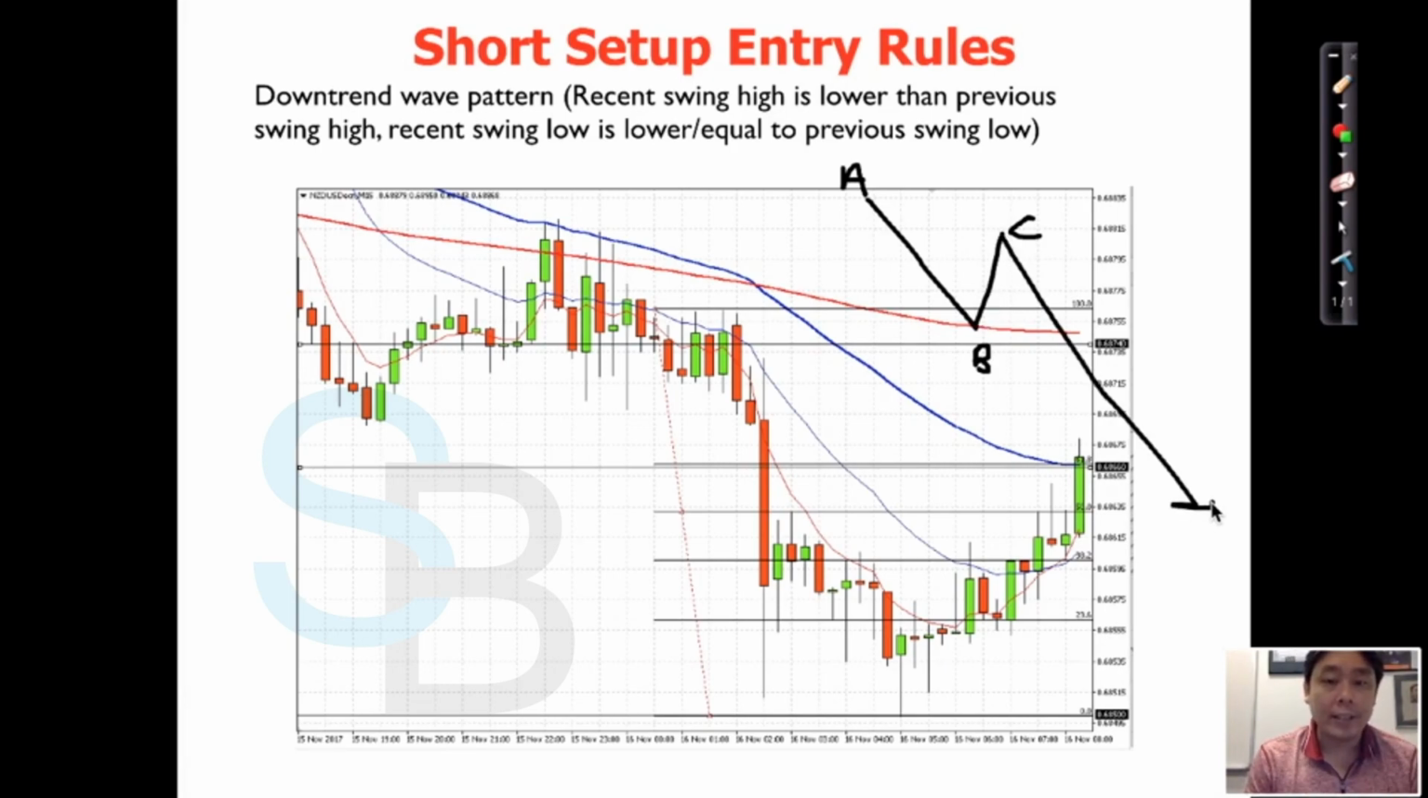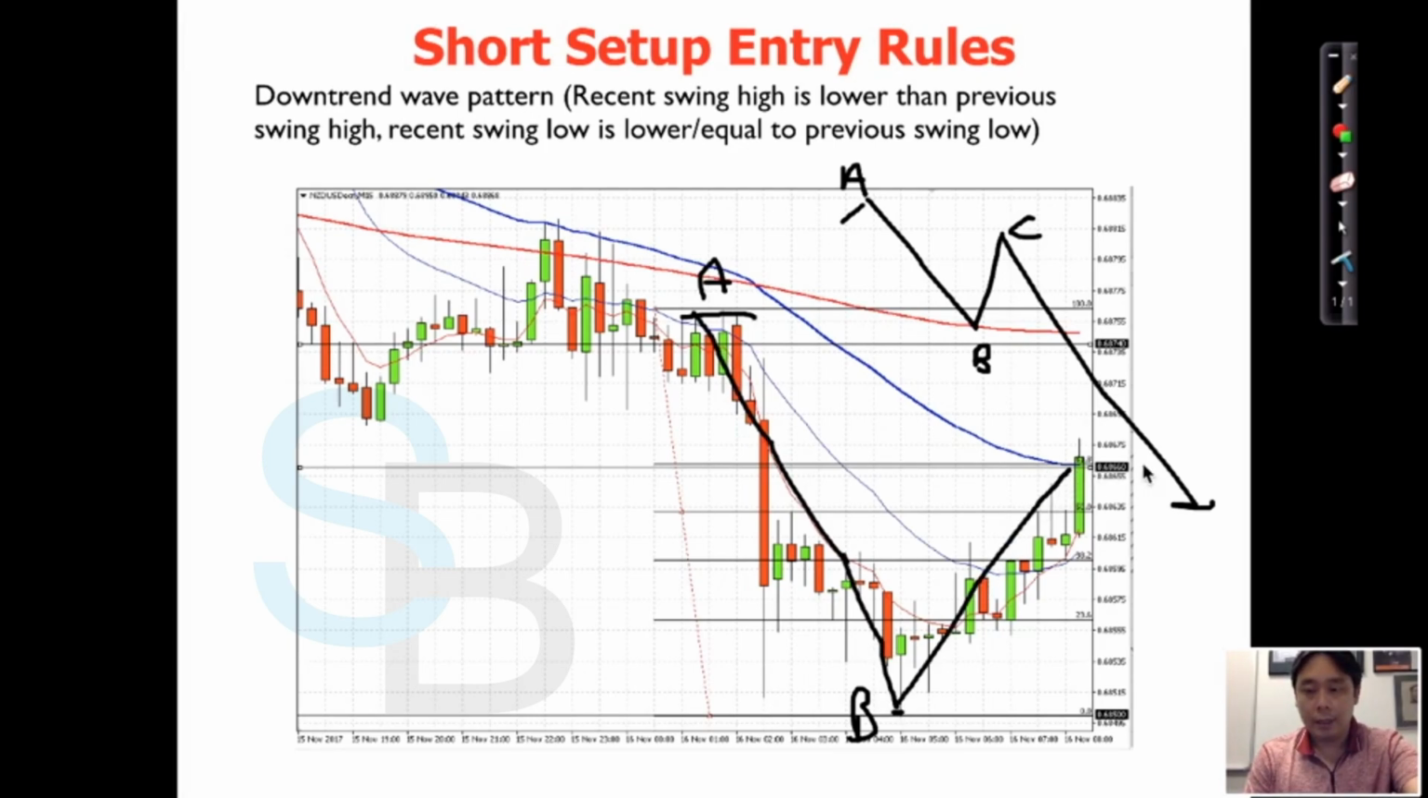So in this case, where's the A? Well, the A is over here. That's the A, right? A is the start of the impulse wave down. Where's B? Is B. All right? So A to B to C. There we go. A, B, C, right?